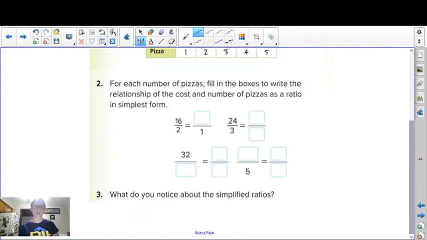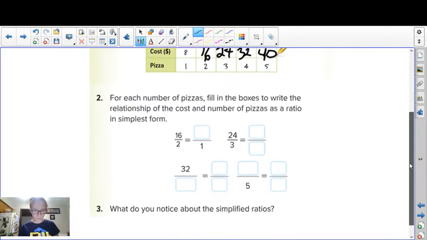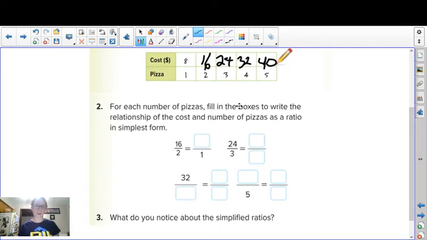Step 2, for each number of pizzas, fill in the box to write the relationship of the cost and the number of pizzas as a ratio in simplest form. So the first one they started for us, the cost is $16 for 2 pizzas. So how could I simplify that? Well, I could divide both numbers by 2.